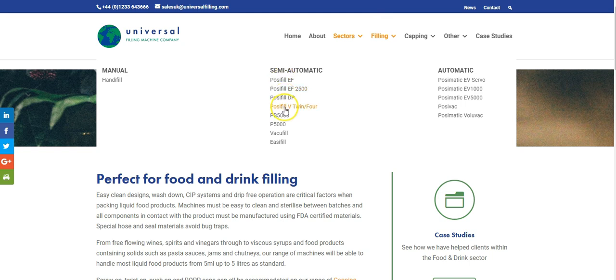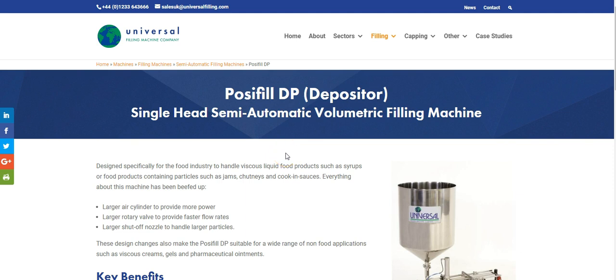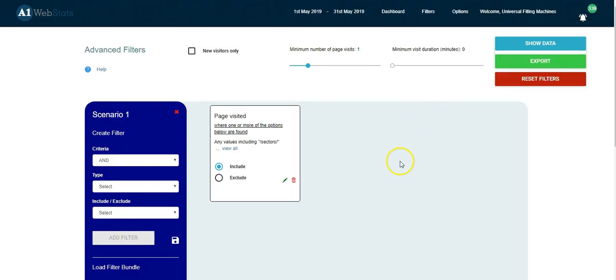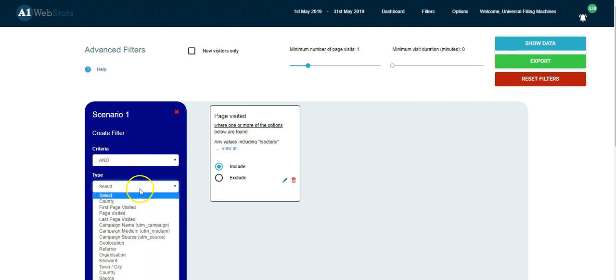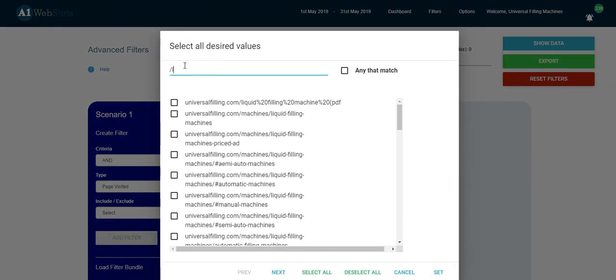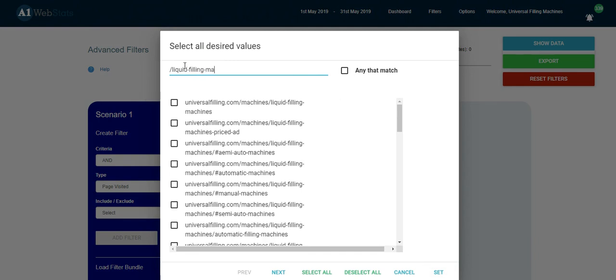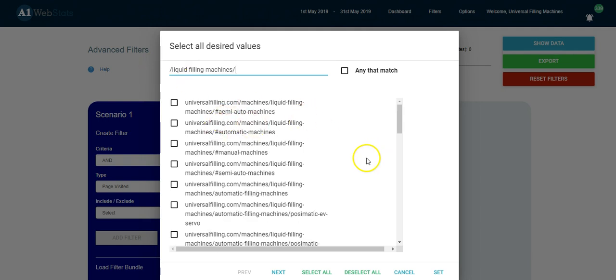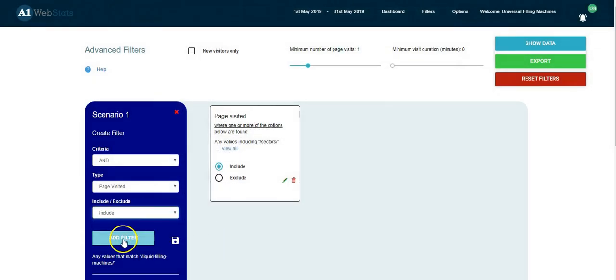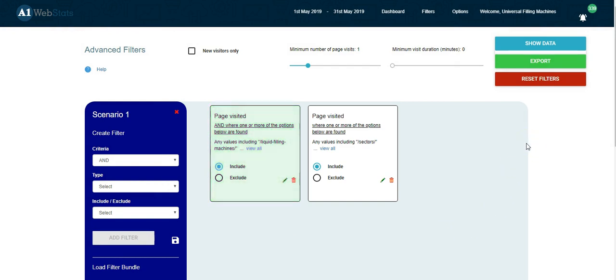So if we pick on just one of these pages, the URL structure of these pages has /liquid filling machines within it. So we're going back to here. We're going to focus on those who got to sectors pages and those who got to a page that had /liquid filling machines in the URL. And specifically, we're going to look at the actual pages they got through to. So we're going to take any that match and click Set, include that, add the filter. And when we click Show Data, we're going to see how many of the 1093 got to sectors and the liquid filling machines pages.